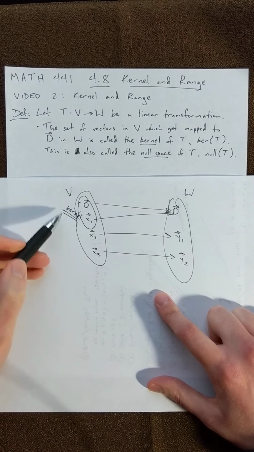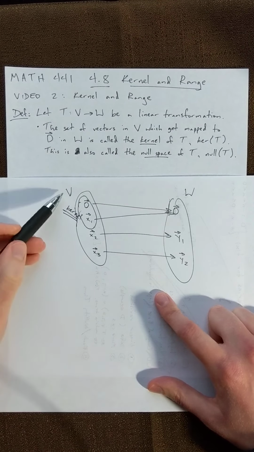So your kernel is going to be living inside of V. It's actually going to be a subspace of V. Let's write the kernel in a slightly different, formulaic way. It's the set of all vectors v in V where T of v is equal to the zero vector. And that reminds me of something else I should mention.